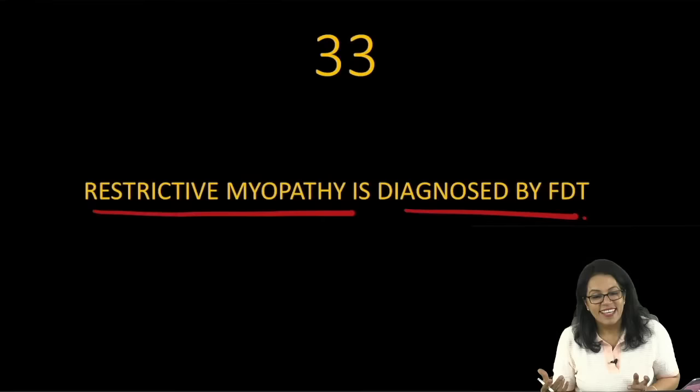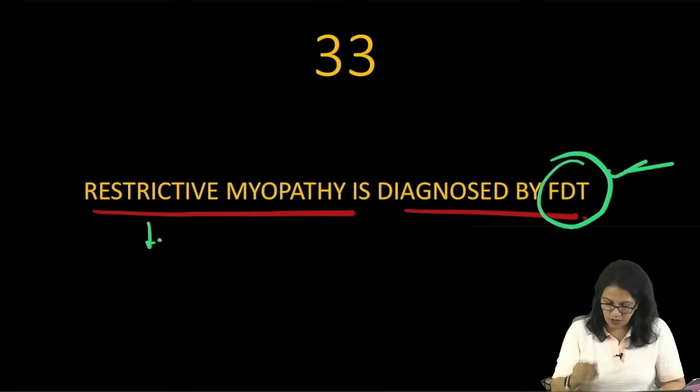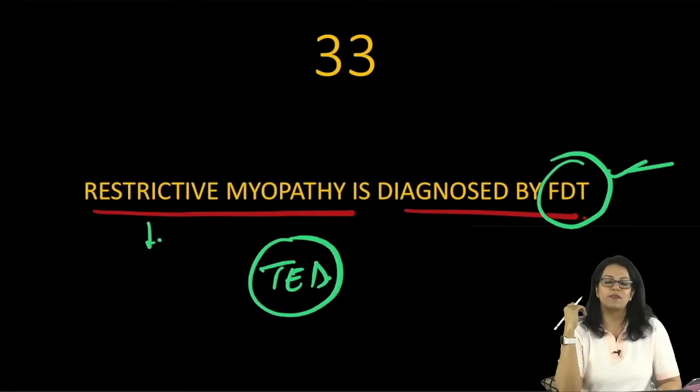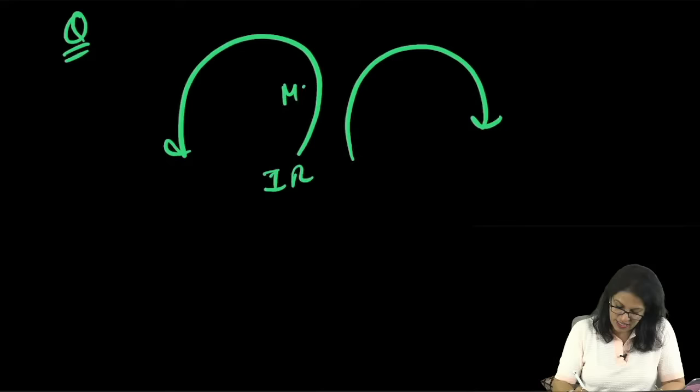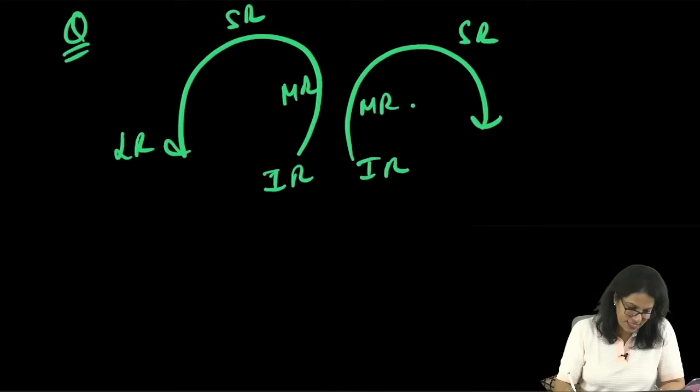So restrictive means any fibrosis. We are talking about thyroid eye disease, where we have learned that there can be defective elevation which should be tested by forced duction test. Okay, talking about myopathy, which is the first muscle to be involved? It is always inferior rectus. Don't forget this diagram. First it is inferior rectus, then medial rectus, superior rectus and lateral rectus. Right? Inferior rectus, medial rectus, superior rectus and lateral rectus.